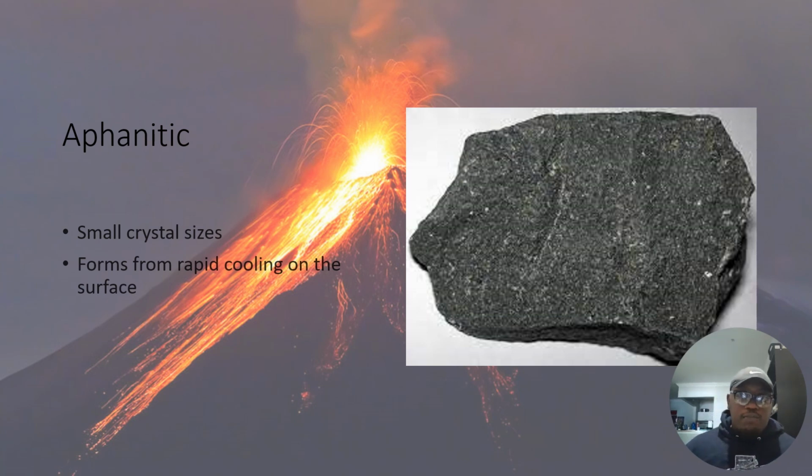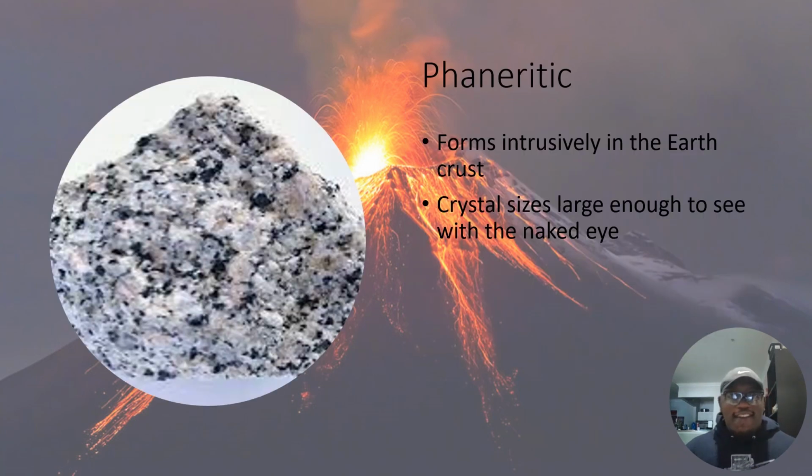Basically, you will only see these due to rapid cooling on the surface, or extrusive cooling of magma or lava. I'm sorry, when you switch between magma and lava a lot, sometimes you get tongue twisted. Next one I want to discuss is phaneritic. Basically, this forms intrusively in the Earth's crust. You have crystal sizes large enough to see with your naked eye.